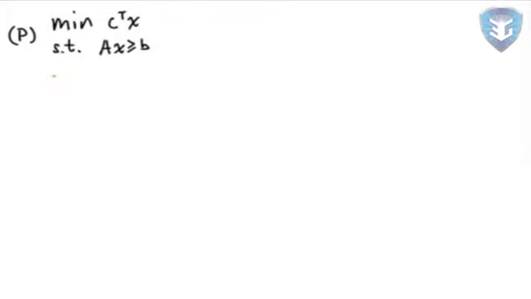We're going to start looking at linear programming duality. Say you have a problem P, minimize C transpose X subject to AX greater than or equal to B. And suppose that this has an optimal value. Say the optimal value is Z star.